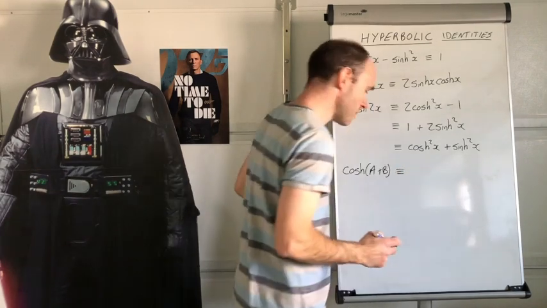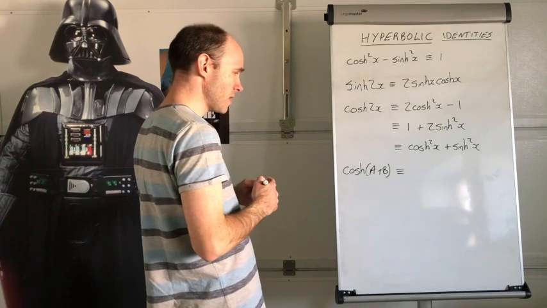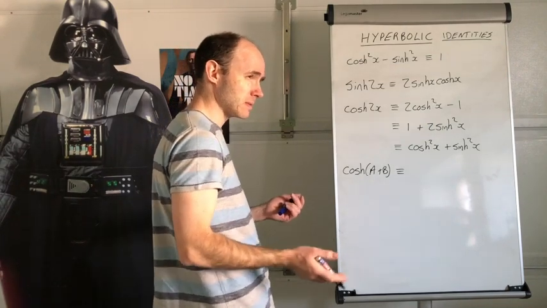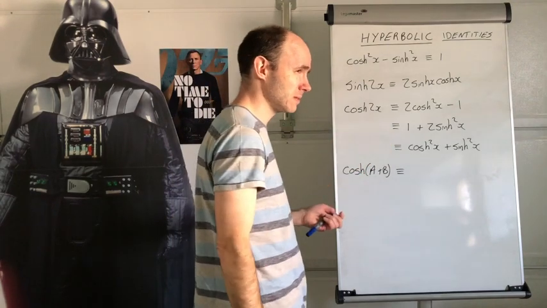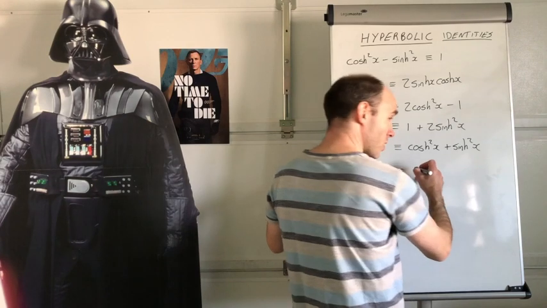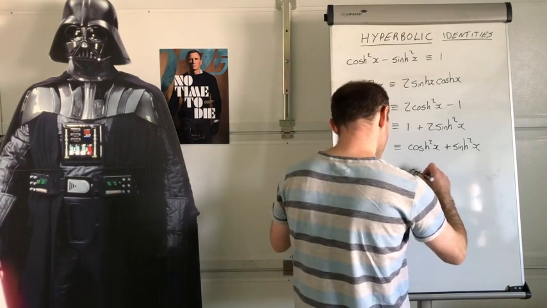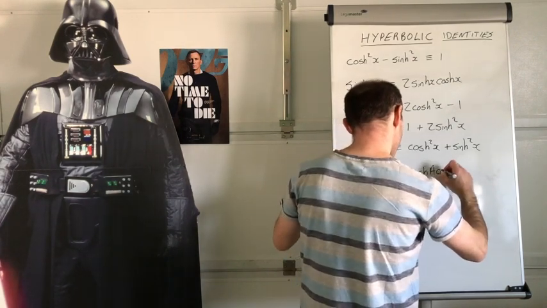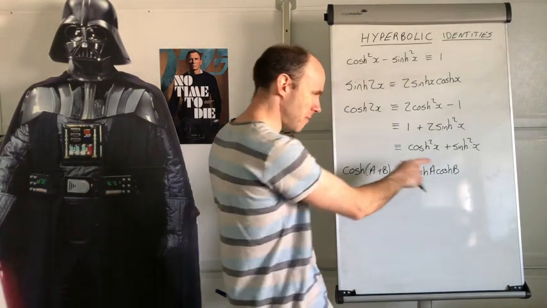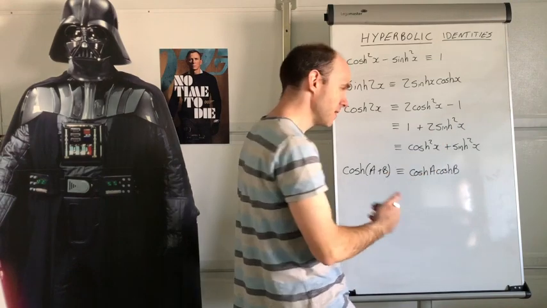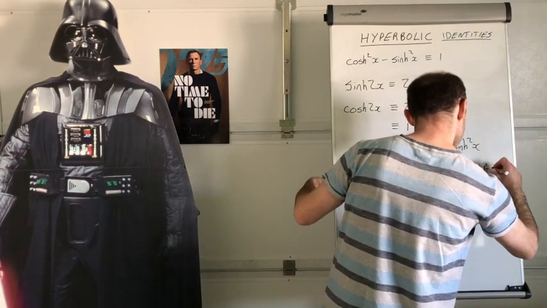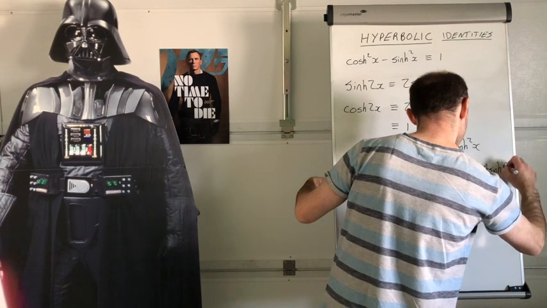Do you remember what that is in trigonometry? If you remember, which one was that? Is it cos, sin? I'm fairly certain of that. Yeah, it was cos, sin. So this one's cosh a cosh b. Now, do you remember with trigonometry it was then minus sin, wasn't it? This one isn't. It's plus sinh a sinh b.